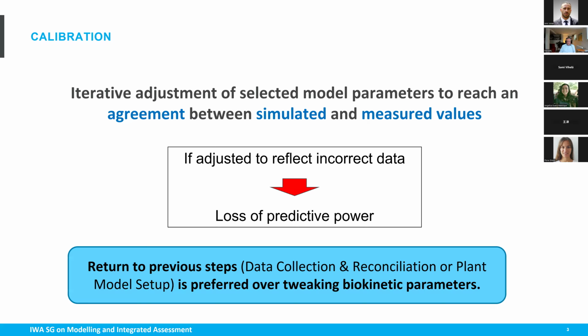In the context of the good modeling practice work, we prefer that you return to previous steps. That means data collection and reconciliation, so the data part, or the plant model setup, which is basically reflecting the tanks and the mass flows of the real system. We prefer that over tweaking biokinetic parameters. That is quite important to understand. We don't see data changes as part of the calibration.